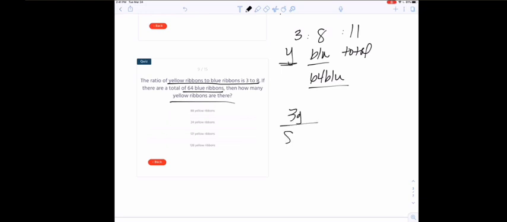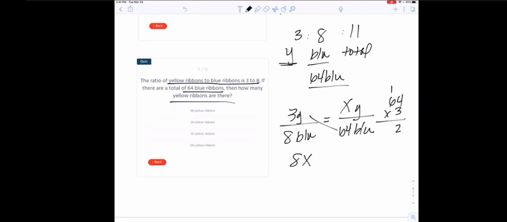So our first fraction is from our ratio. 3 yellow is to 8 blue. I don't know how many yellows, but I do know there are 64 blues. Okay, so now let's cross multiply. 8 times x is 8x. And 64 times 3, we're going to solve it here real quick. 3 times 4 is 12, carry the 1. 3 times 6 is 18, plus 1 is 19. So 8x is 192. And now we're going to divide this by 8.